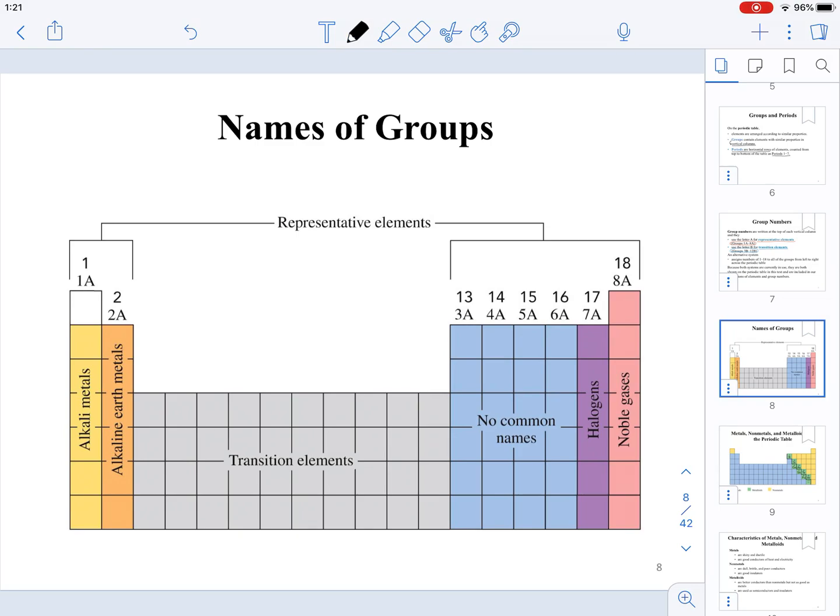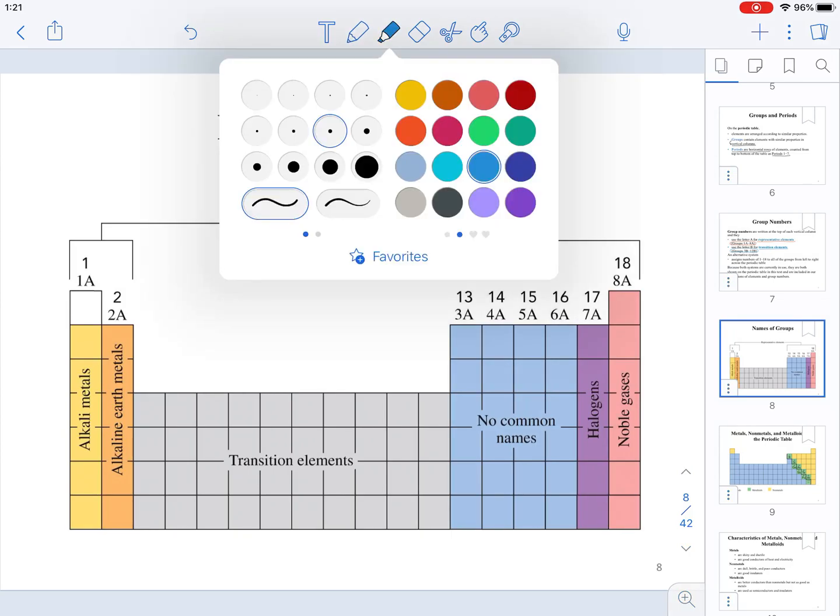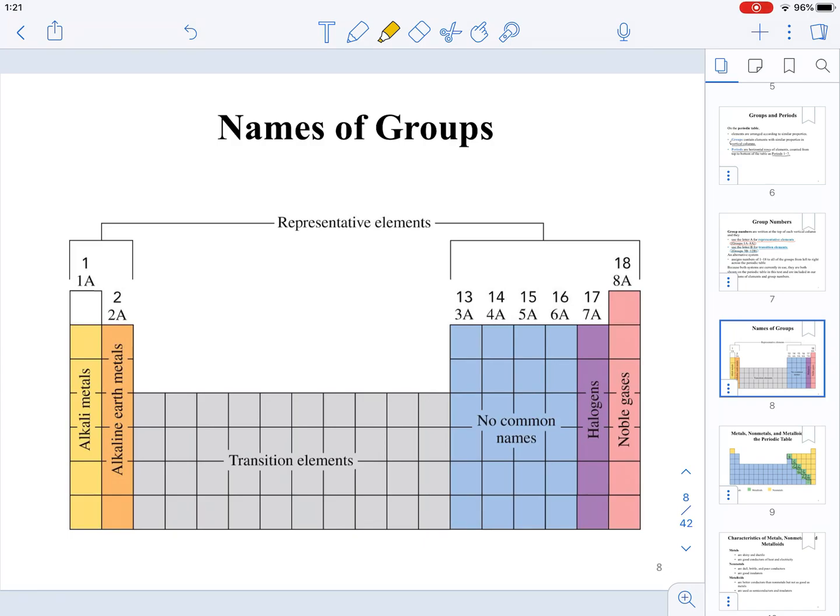Now, when it comes to the groups, understand that there are selected columns or selected groups in the periodic table that have a particular name. And I'm going to highlight those in yellow. So group 1 or 1A, 2 or 2A, 17 or 7A, 18 or 8A, and group B, which extends through the middle where these gray boxes are. Those are the 5 groups in the periodic table that have a particular name.